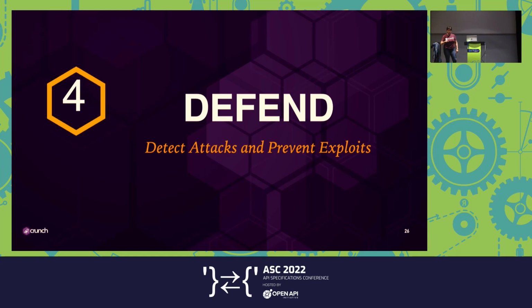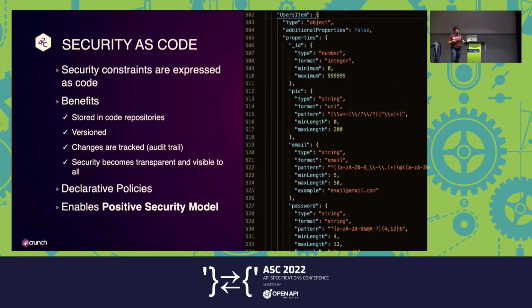Which is to detect attacks and prevent exploits, right? So once we have tested all that stuff, now we have to put some active protection in place. And again, deploying the protection also needs to be automatic. And the reason it is automatic is because of my friend here, the developer, who removed the authentication.